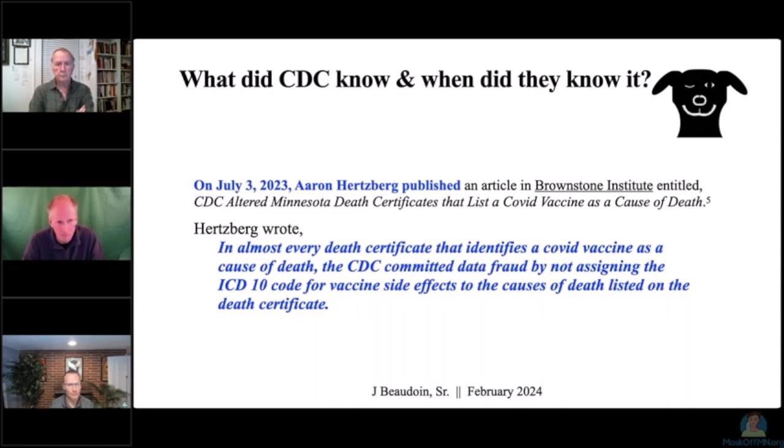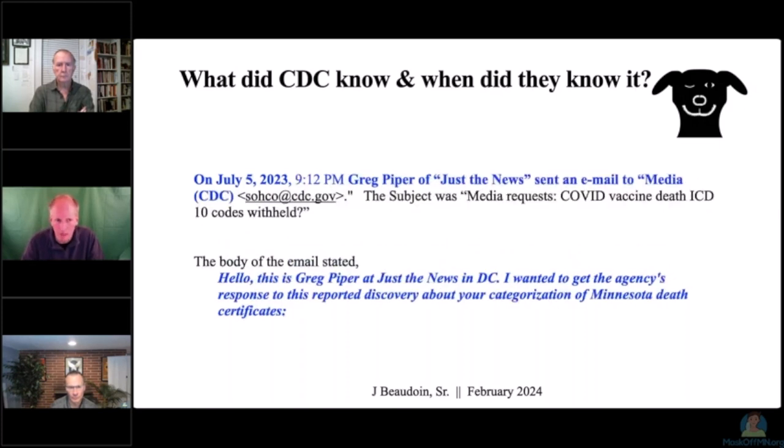All right, here's an excerpt. In almost every death certificate that identifies COVID vaccine as a cause of death, the CDC committed data fraud by not assigning the ICD-10 code for vaccine side effects to the causes of death listed on the death certificate. July 3rd, okay? On July 5th, 2 days later, Greg Piper from Just the News sent an email to media at CDC, so their public relations group. The body of the email stated, "Hello, this is Greg Piper at Just the News in DC. I want to get the agency's response on this reported discovery about your categorization of Minnesota death certificates."